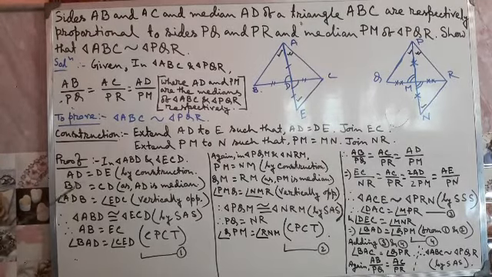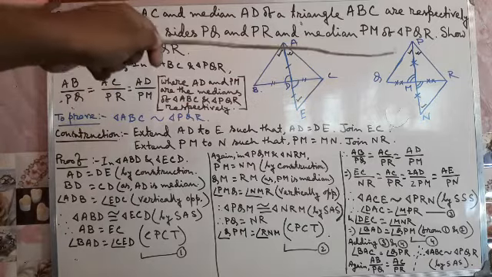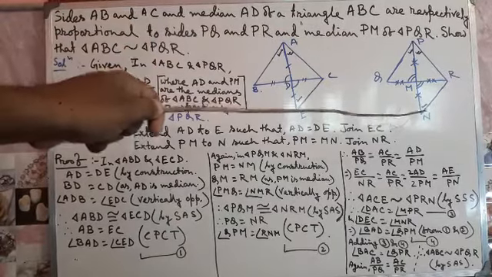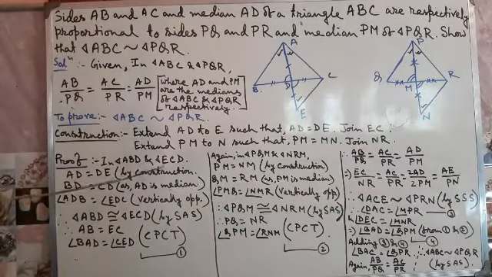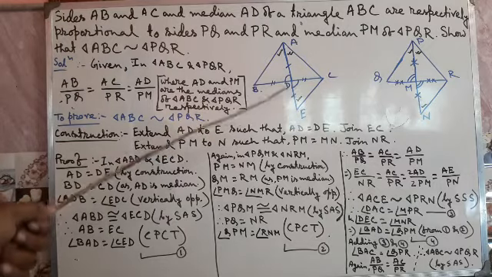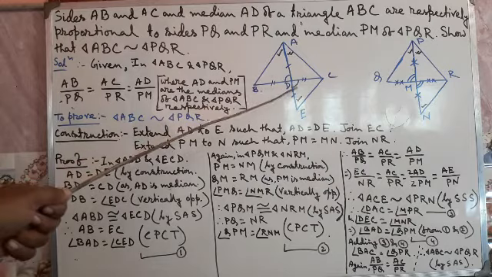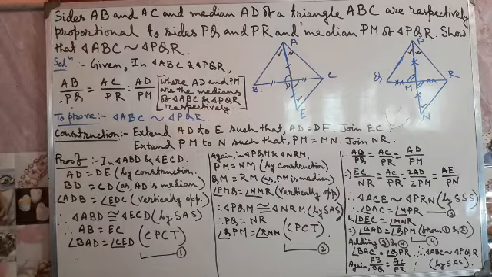Now we have to construct: extend AD to E such that AD is equal to DE. Similarly, extend PM to N such that PM is equal to MN. Now in triangle ABD and triangle ECD, AD is equal to DE by construction. As AD is the median, therefore BD is equal to CD, and angle ADB is equal to angle EDC. Why? Vertically opposite angles. So triangle ABD is congruent to triangle ECD by side angle side criteria.